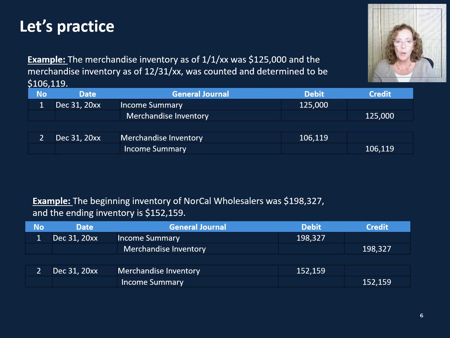Our merchandise inventory account now reflects the ending inventory of 152,159 and the income summary shows us the inventory adjustment of 45,168. The difference between beginning and the ending inventory.